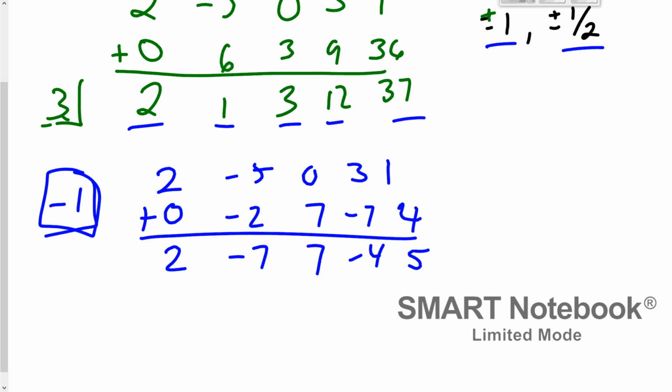So like I said, if we had a bigger list of possibilities, this would definitely eliminate some of them, because my answers would only be between 3 and negative 1. So that kind of helps you out there.